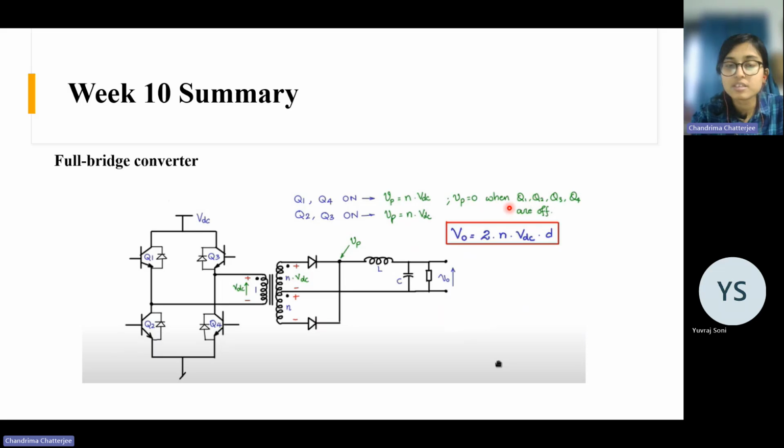And there may be an interval where all these four switches are off. Then the inductor current will freewheel through these diodes, so there will be no voltage across the windings in that case. Okay, so this is the full bridge converter.